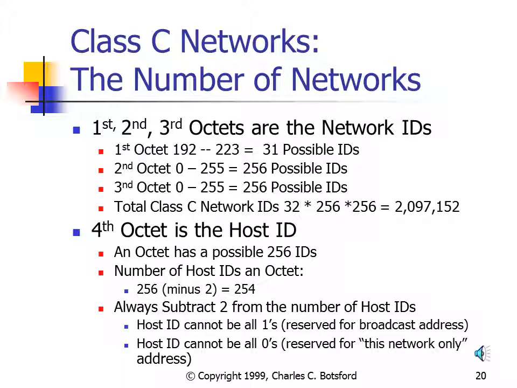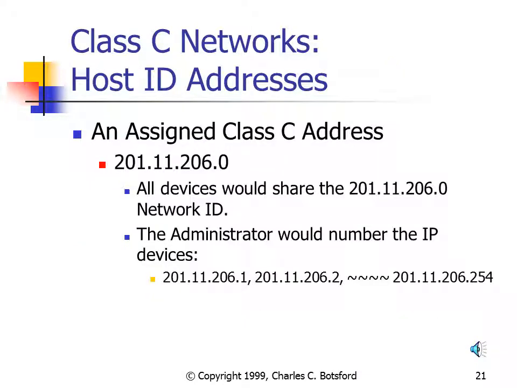Determining the number of host IDs is really quite straightforward because we have a single octet dedicated to host IDs, which would give us 256 possible addresses minus 2. We can't use the 0 or 255 because they're reserved. Numbering the hosts on a Class C network is really easy. We start out with, for instance, our assigned Class C address of 201.11.206. All devices in our network would start with those very same numbers, 201.11.206, because that's our network ID. And then as administrator, we would start numbering our hosts 1, 2, 3, all the way up to 254.